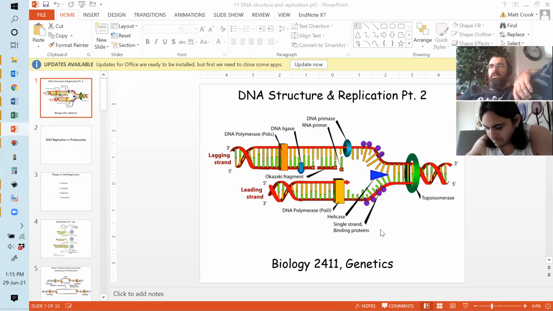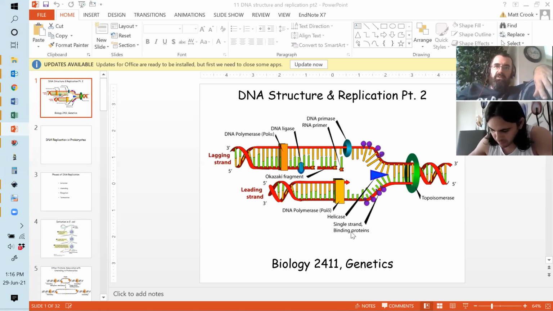This is actually quite a nice image because it really has everything in there. This is actually for eukaryotic replication. We've got our DNA polymerase, we've got primase, we've got RNA primer, we've got our helicase, all kinds of stuff going on. And so this is what makes this particular topic a little bit harder, right?